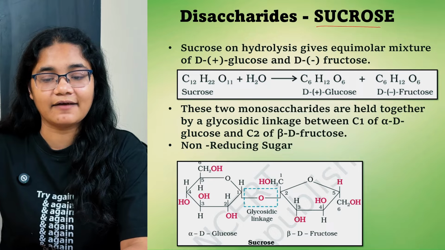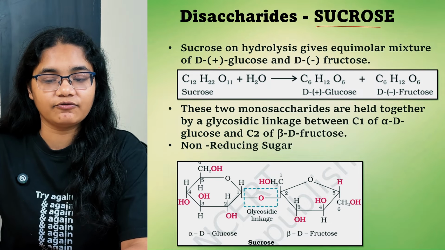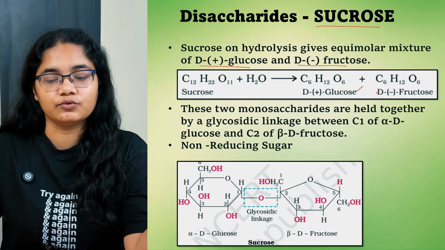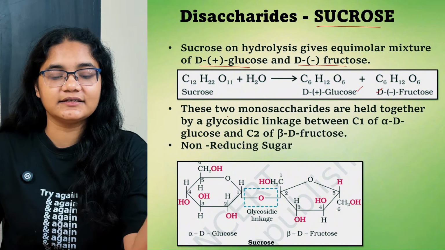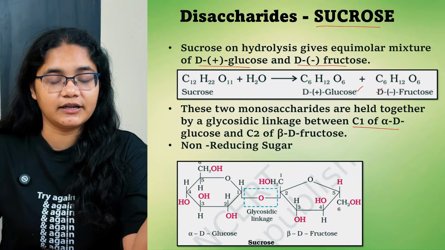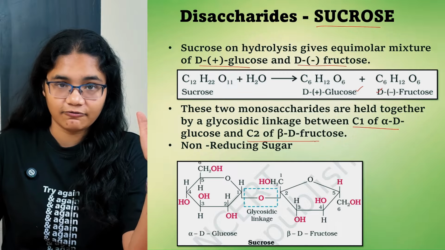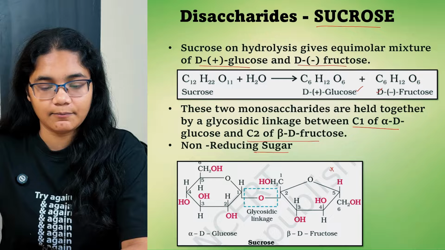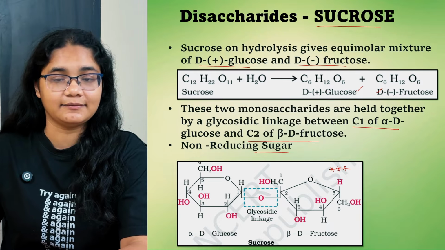Now we'll talk about the disaccharides. The first disaccharide we have is sucrose. Sucrose is made up of D plus glucose and D minus fructose. When it dissociates, it gives you D plus glucose and D minus fructose. And there is a linkage between C1 of alpha D glucose and C2 of beta D fructose. It is a non-reducing sugar, and this structure is very, very important, and it has been asked many times in the exam.